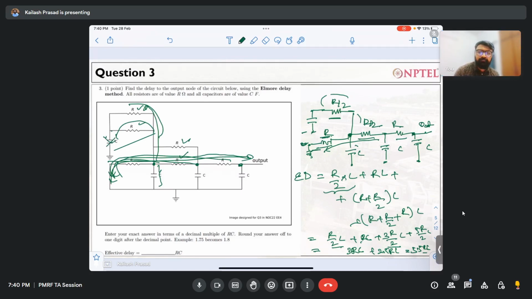Alpha 2 into C. Okay. If you still have any question, you can drop a message in the WhatsApp, and we can see over there. Have you solved this kind of problem and you're getting a different answer? Okay. So now I will go to the next question.